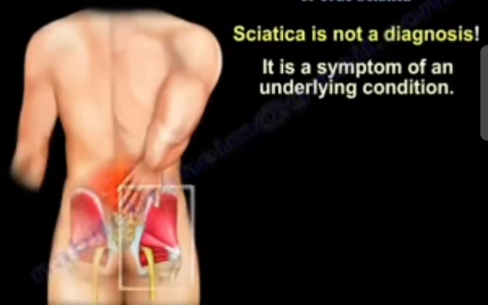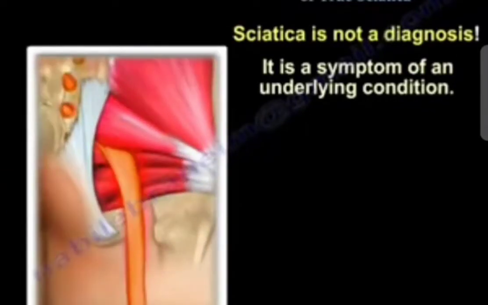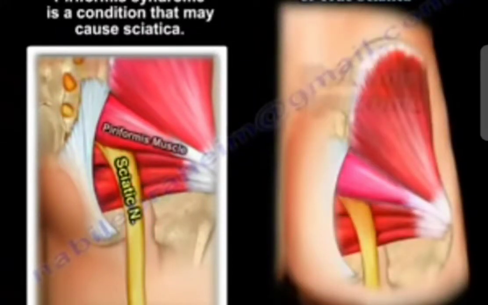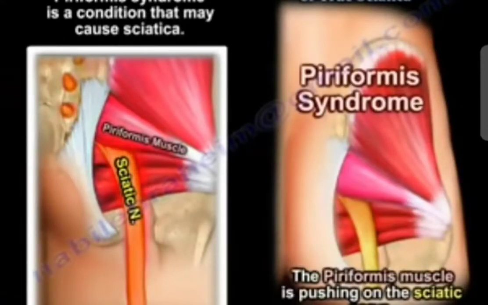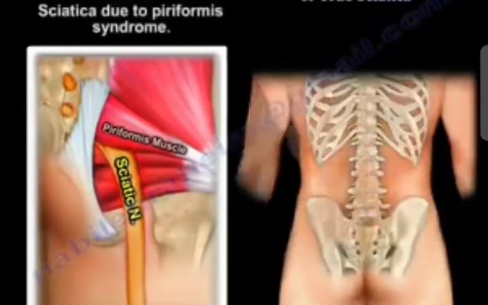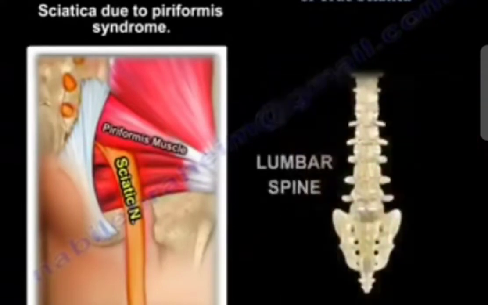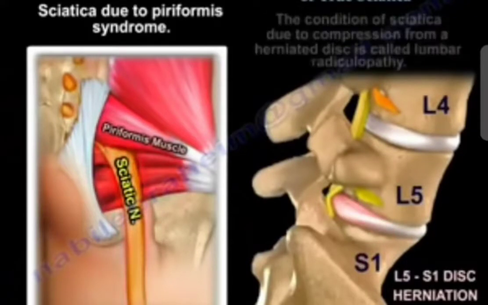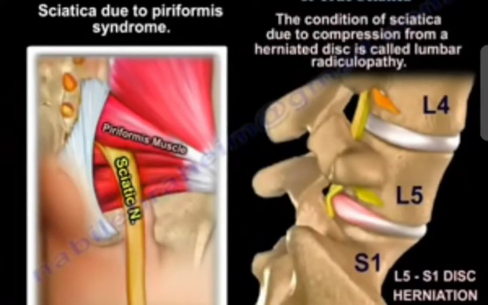Sciatica is not a diagnosis. It is a symptom of an underlying condition. For example, in piriformis syndrome, you can have sciatica due to the piriformis muscle pushing on the nerve. So in this case, we call the condition piriformis syndrome. The diagnosis is piriformis syndrome. But if the sciatica, which is a symptom, comes from a herniated disc, then we call it herniated disc, and we call the condition of the sciatica lumbar radiculopathy.